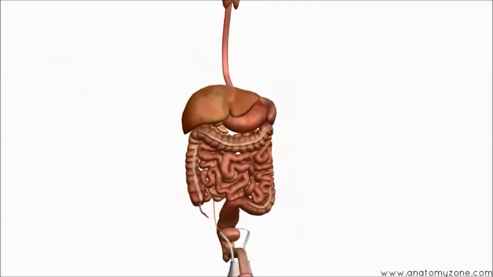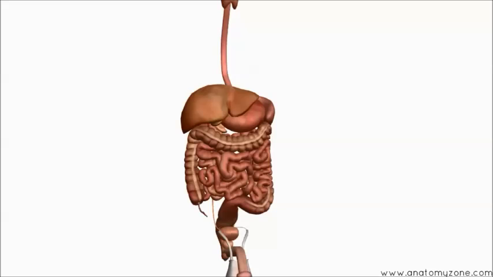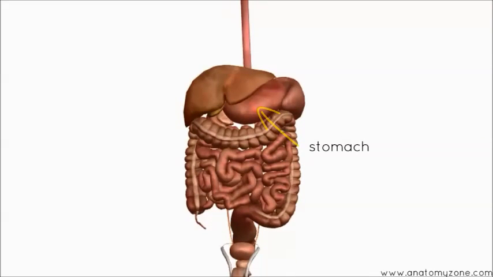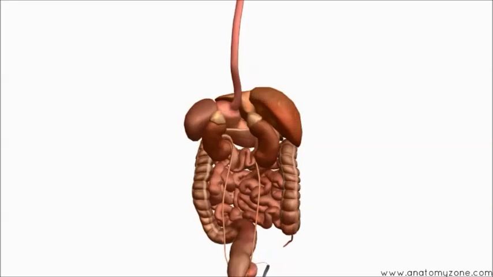So the digestive system consists of this long tube running from the mouth to the anus, and that includes the stomach. And then you've got the 3 accessory organs of digestion, so the liver, the gallbladder, and the pancreas, which sits behind the stomach.